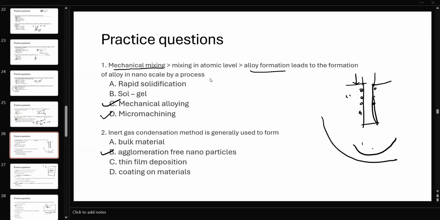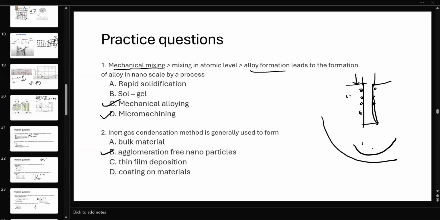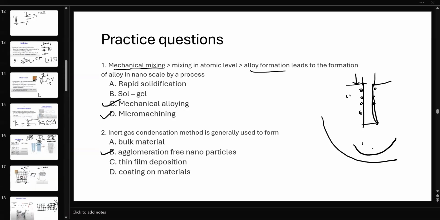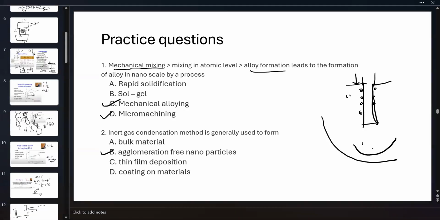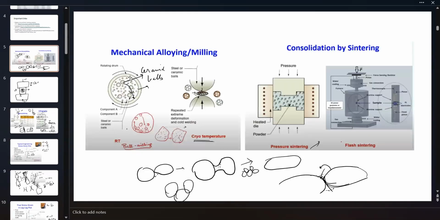So in mechanical alloying, you are mixing together two powders. Initially it's just a mechanical mixture, right? The two powders are in contact with each other. Initially both the powders are sitting together, nothing's happening. That's your mechanical mixing.